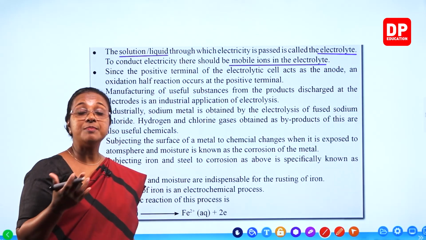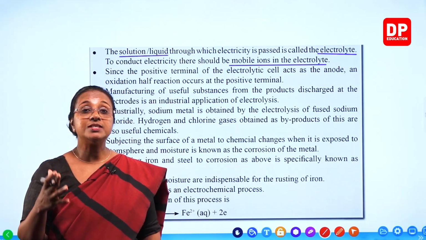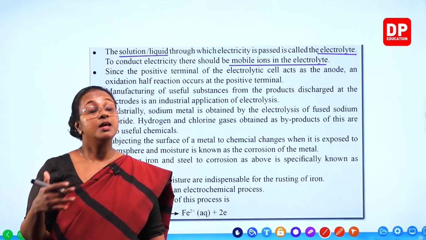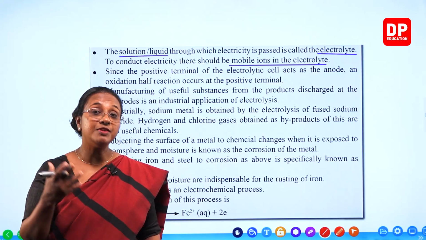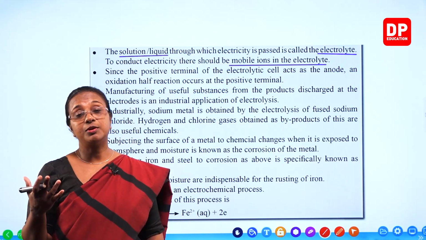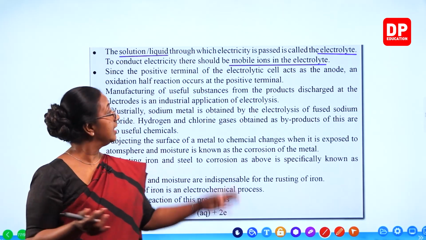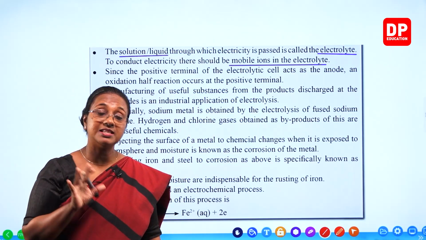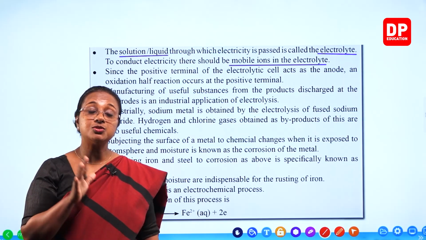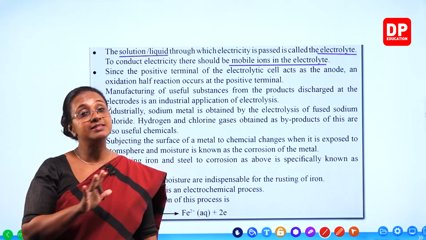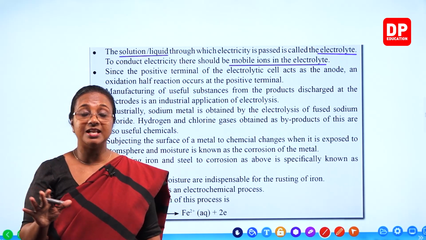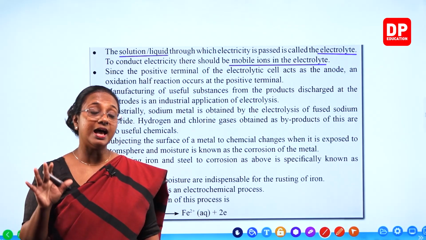So you all know some examples. Aqueous solutions of ionic compounds like sodium chloride solution. Then you can even have the fused or molten ionic compound. Again, sodium chloride liquid is an example. They are good electrolytes because they will have mobile ions. But if you take the sodium chloride solid, that doesn't have mobile ions because ionic compounds in the solid state do not have mobile ions.